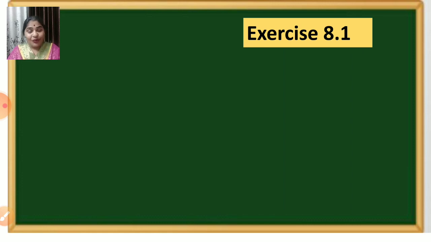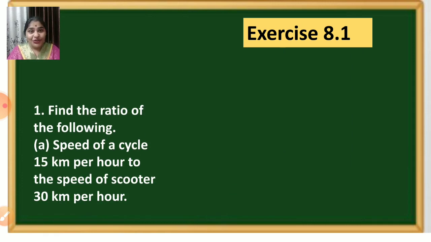So exercise 8.1. Find the ratio of the following: speed of a cycle 15 kilometers per hour to the speed of a scooter 30 kilometers per hour. Now here two quantities are given to us. That is, one is the speed of a bicycle, 15 kilometers per hour, and the speed of a scooter, 30 kilometers per hour. And one more thing children, when you write the ratio, both the quantities should be in the same unit. If it is not, bring them into the same unit. This we have already seen last year, right? So now let us find the ratio.